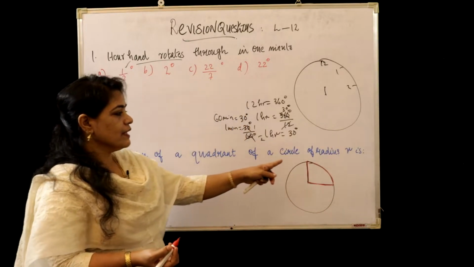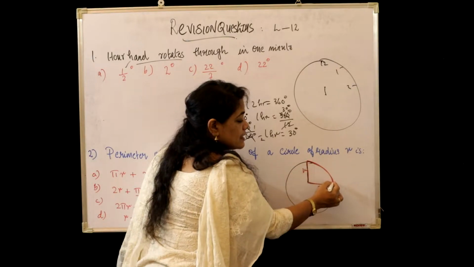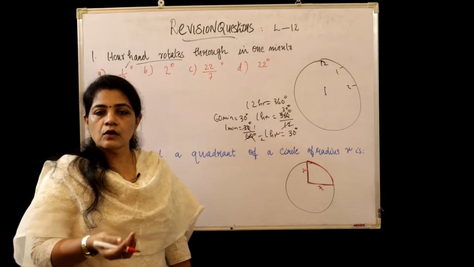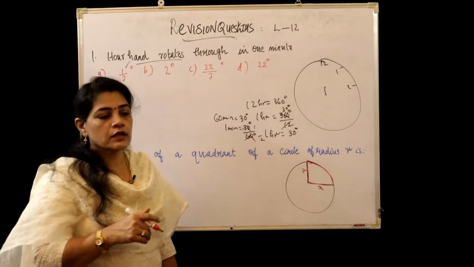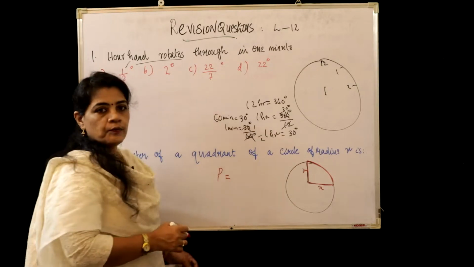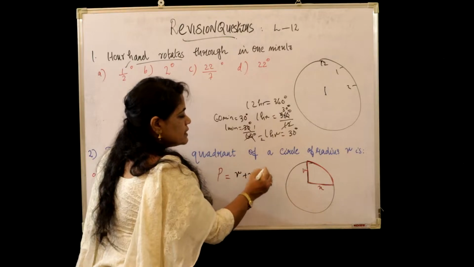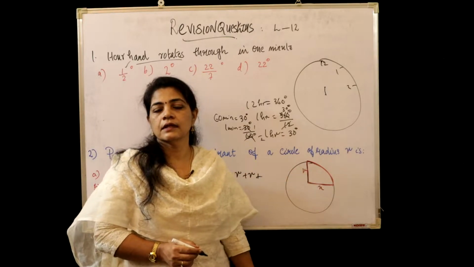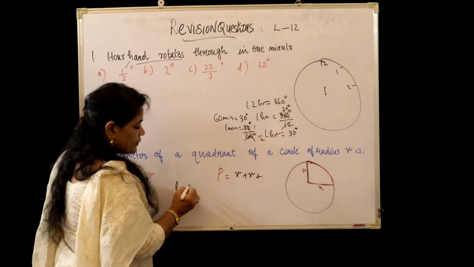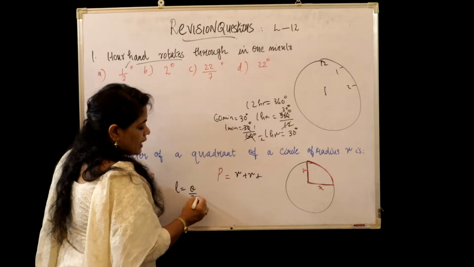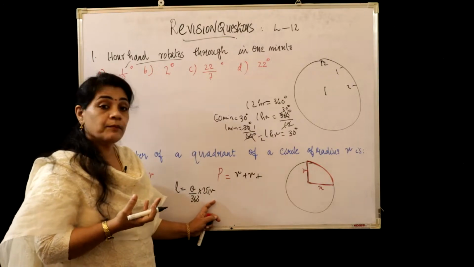For that, it is given that the radius is r. So r plus r and the length of the arc; the measures of these three will give you the perimeter of the quadrant. So perimeter of the quadrant equals r plus r plus the length of the arc. That is not given, but by formula we know the length of the arc: L is equal to theta by 360 degrees into 2 pi r. An arc is a part of the circumference, so you have to multiply with 2 pi r.